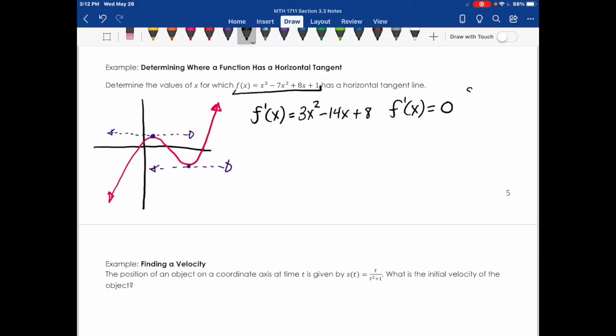So I want to find the values of x in which the derivative is 0, and that will tell me where the slope of the tangent line is 0. So I'm going to set this equal to 0.